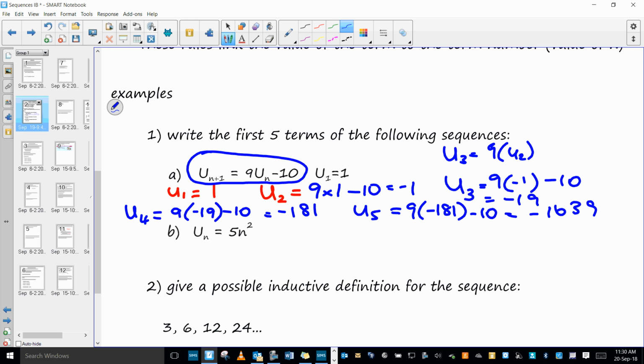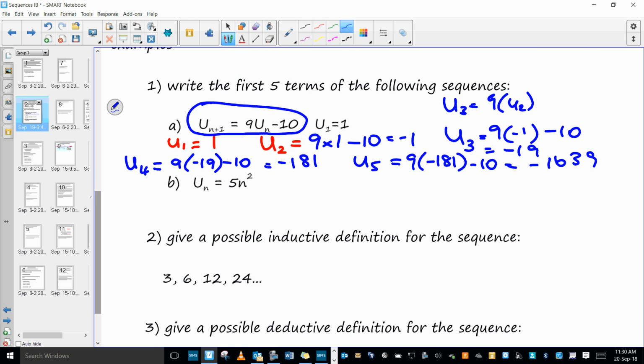Now, what kind of sequence is the second one? Using the words that we've used here, is it recursive or deductive? Deductive. This one's deductive because it just depends on n. The other one was recursive because it used the previous term or terms before it. But this one just relates to the value of n.